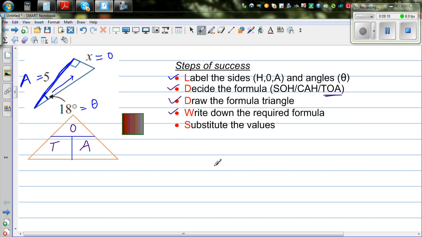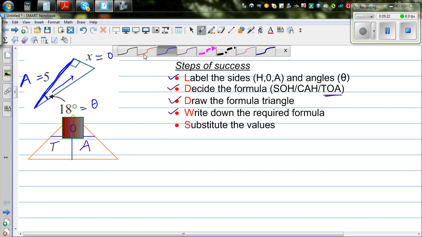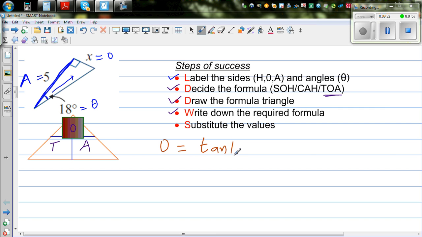Write down the required formula. There are three formulas here. So I will cover this up. Always good to go through the process. I'll cover this up, so I need to multiply these two. So O, use the brown color, O is equal to T. T stands for tan, that is tan theta times A. So this is the fourth step, and the final step is to substitute.